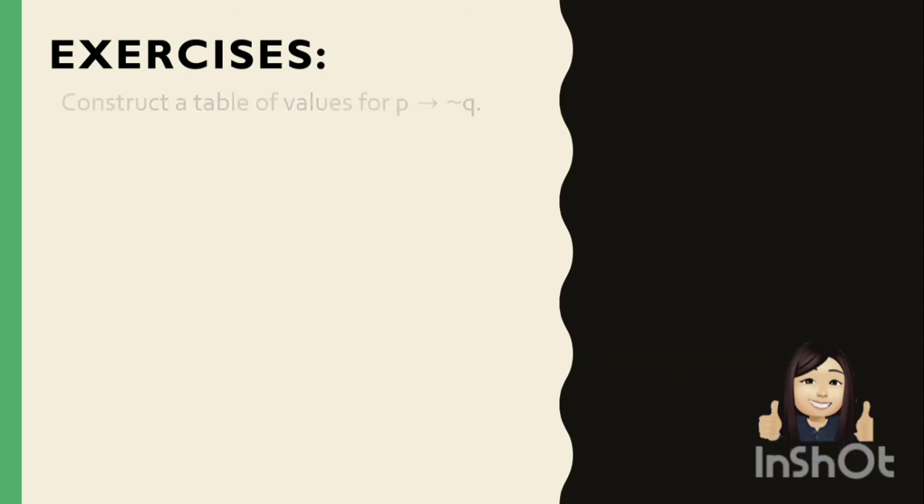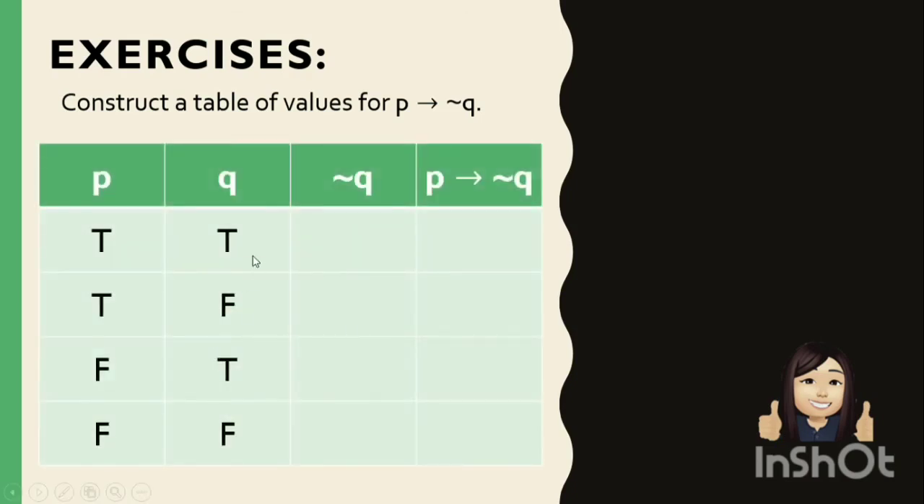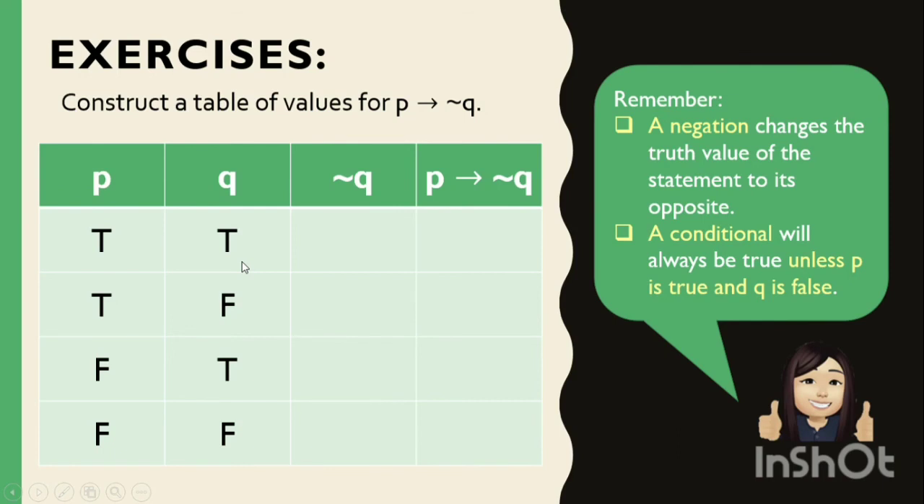Let's now have our last example. We're going to construct a table of values for P implies not Q. Again, we take all the possible combinations of the truth values of P and Q. We need here not Q. So that's a negation, the opposite of the truth value of Q. First, Q is true, so not Q is false. Next, Q is false, so not Q is true. Q is true, so not Q will be false. And when Q is false, not Q will be true.